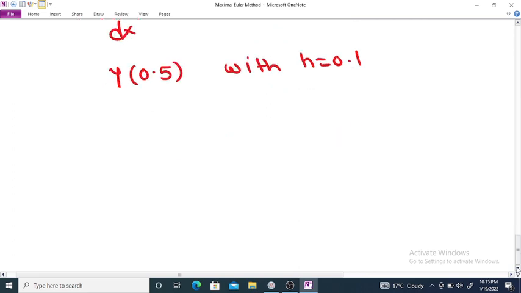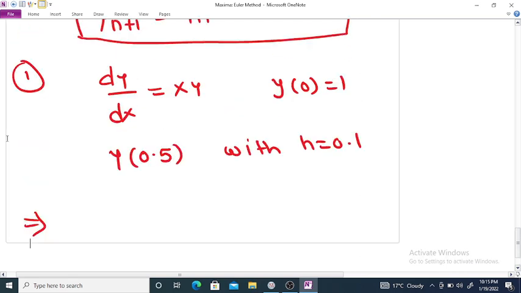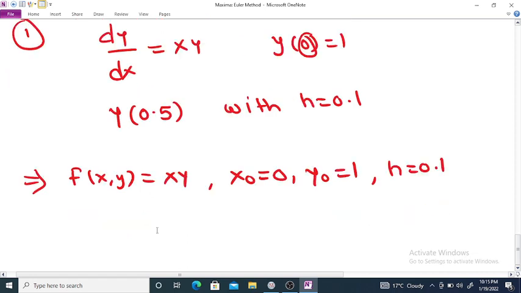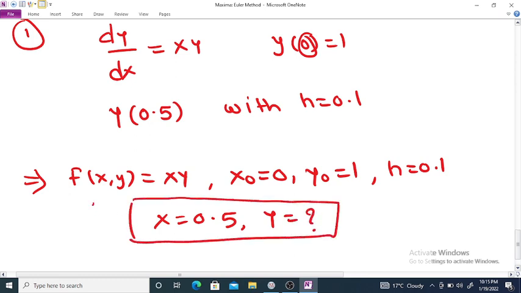If we compare this differential equation dy by dx is equal to xy with dy by dx is equal to f of xy, then we can easily obtain f of xy is equal to x into y. The initial condition is x0 is 0, y0 is equal to 1, h is equal to 0.1, and we want to determine the value of y at 0.5, that is, when x is equal to 0.5. So now we are going to use the Euler method.